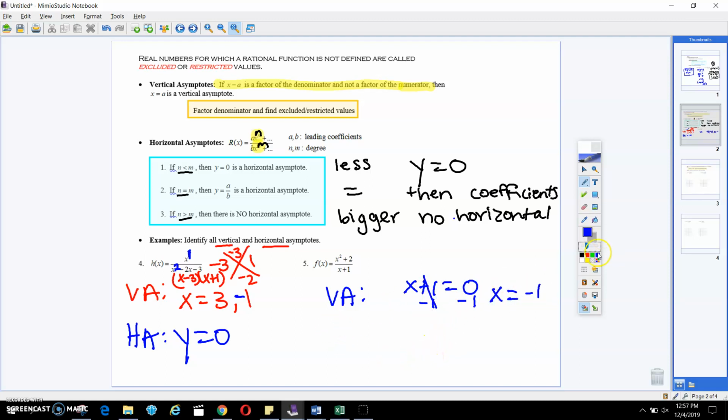Okay? If you're trying to figure out what your horizontal asymptote is, you're going to use these 3 rules. So we've got a 2 in the exponent in the top and a 1 in the exponent in the bottom. Since the exponent in the top is bigger, there's going to be no horizontal asymptote. So we're going to write none.